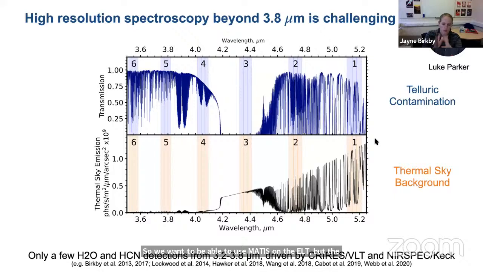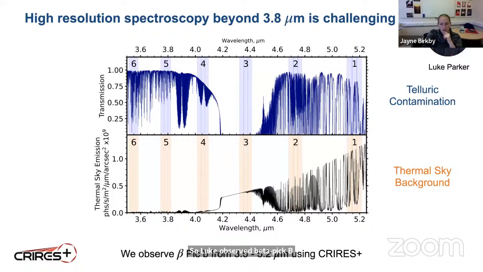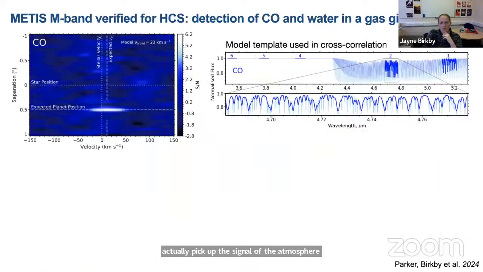And up until Luke's work, we'd only got down to about 3.8 microns. So Luke observed beta Pic B, this freely rotating planet, with CRIRES to see if we could use cross-correlation to actually pick up the signal of the atmosphere between 3 and 5 microns. And the good news is that we do.